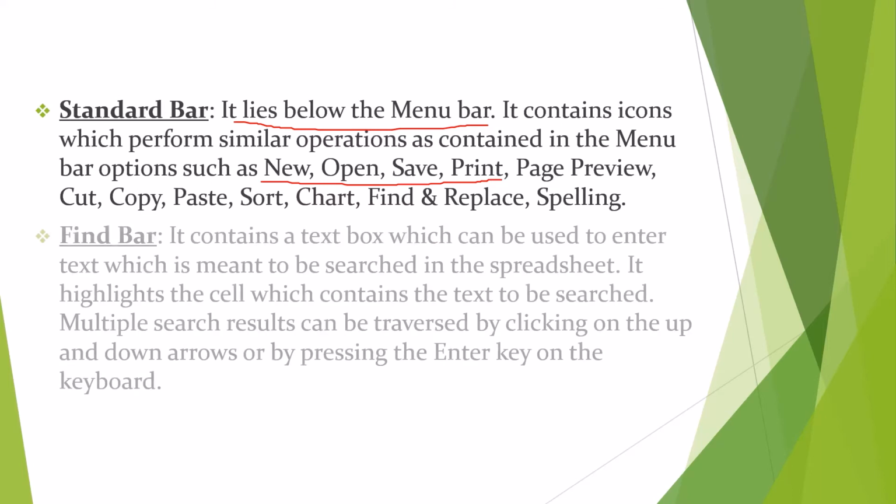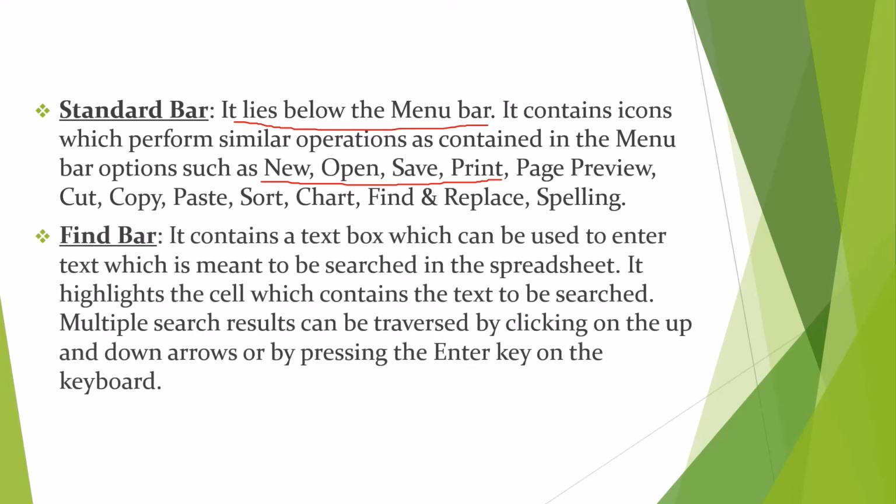Next is the find bar. As its name suggests, we can find text. Whenever we type a text in that text box, we can find that specific word in the whole spreadsheet, where it is present and where not. Suppose we are searching for a specific word and it is present 5 times in a spreadsheet. Then by clicking on the up and down arrows, we can see where all those words are located.